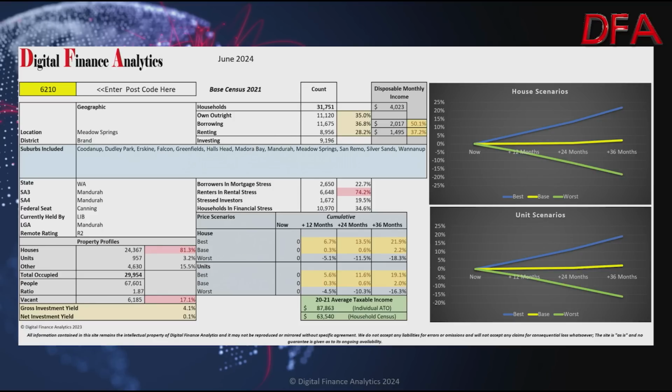And here we have 31,000 households in the postcode, of which 35% own outright, 36.8% are borrowing, and 28% are renting. Looking at the mortgage stress, it's 22.7%. Looking at the rental stress, it's 74%. Some stressed investors as well, and the overall financial stress metric is 34.6%.